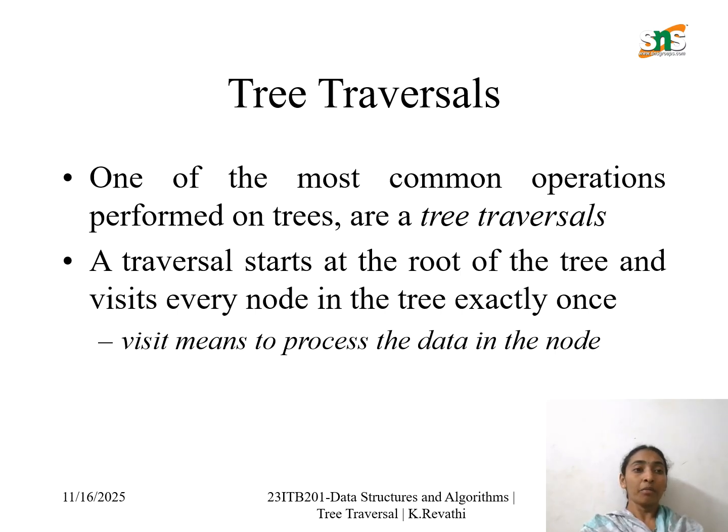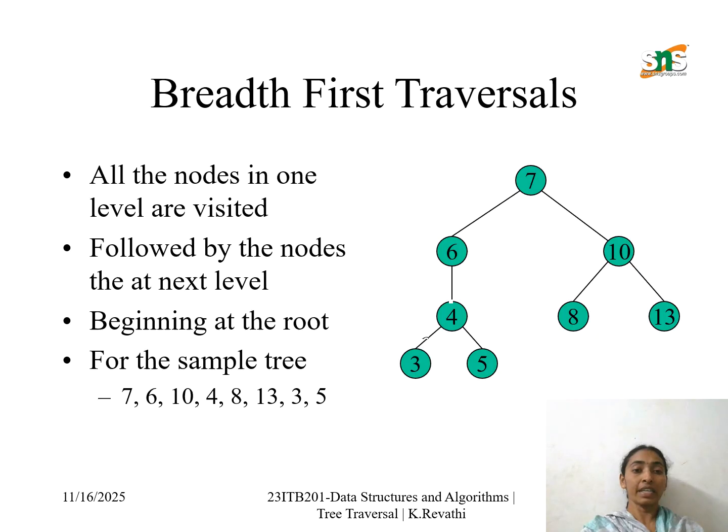Next we will see breadth first search. Here an example tree is given. The 7 is the root node, which is at level 0. It will be visited first. Then at level 1, the nodes 6 and 10 are there. They are also called internal nodes. The 6 and 10 will be visited next.